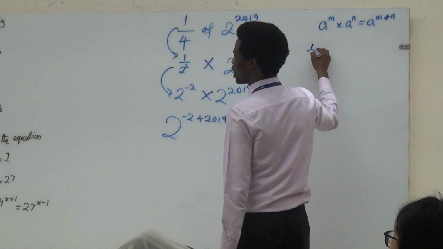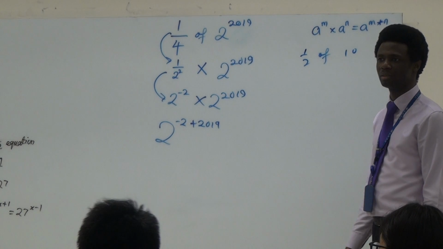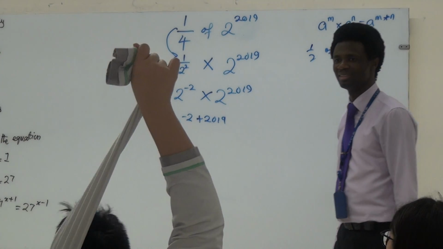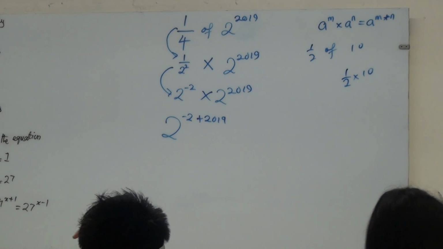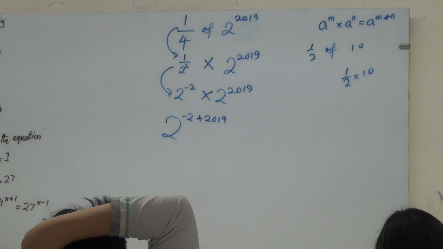Isaac, what is half of 10? What is half of 10? 5. So that is half times 10. So that's why I said last time I checked. It's probably overnight, everything changed, but the last time I checked, half means 9.